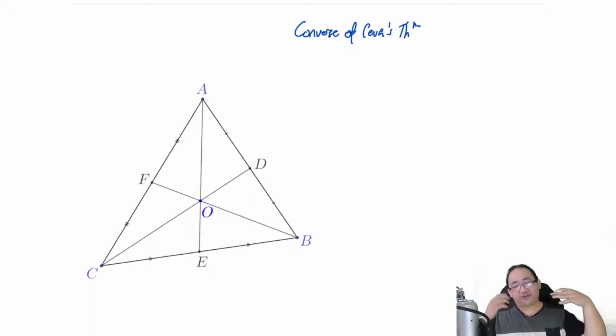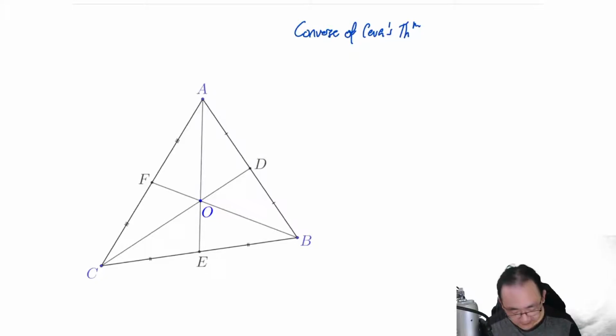if you satisfy the equation where each of the respective ratios, as you may remember Ceva's theorem from the previous video, if you multiply those ratios together and you get equal to 1, then the Cevians are concurrent.